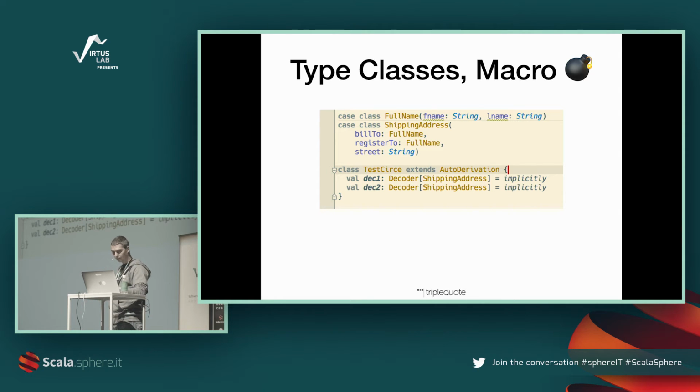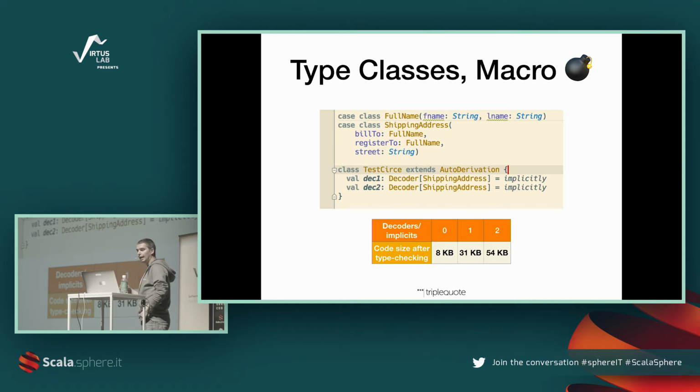So quick question, how many serializers will I have for shipping address? One or two? Two different classes. And for full name, even more. I don't show you the generated code, I'm just showing you the code size.